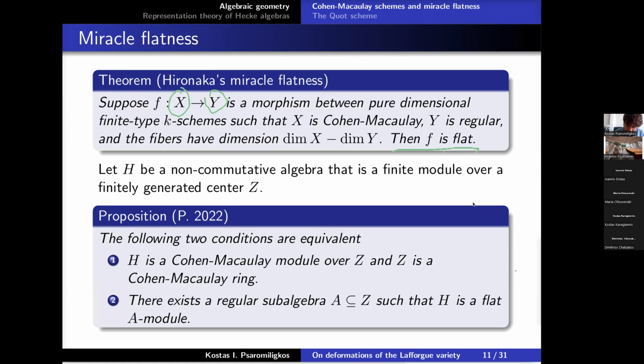You get this by basically applying Noether normalization to Z to get a regular subalgebra, and then miracle flatness will automatically give you that H is flat.